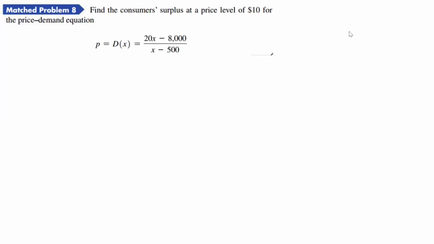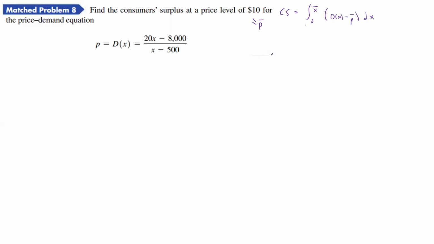All right, so for this one, we're supposed to find the consumer surplus at a price level of $10. What does that mean? In this case, that was equal to our P bar. And consumer surplus, if we remember from a couple sections ago, is the integral from 0 to x bar of d(x) minus p bar dx.